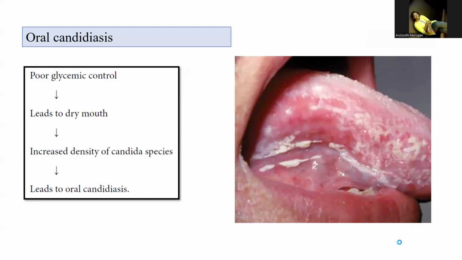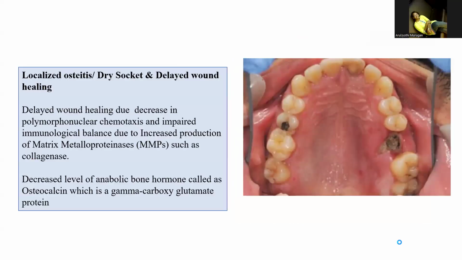The second major oral complication is oral candidiasis, which is an opportunistic infection caused by Candida albicans. When there is poor glycemic control, it leads to dry mouth, which can increase the accumulation of Candida species, leading to a curdy white patch, which is scrapable, in the oral cavity, that is oral candidiasis.